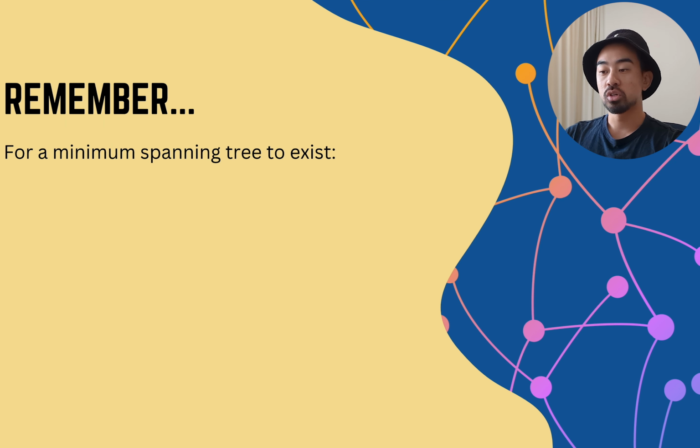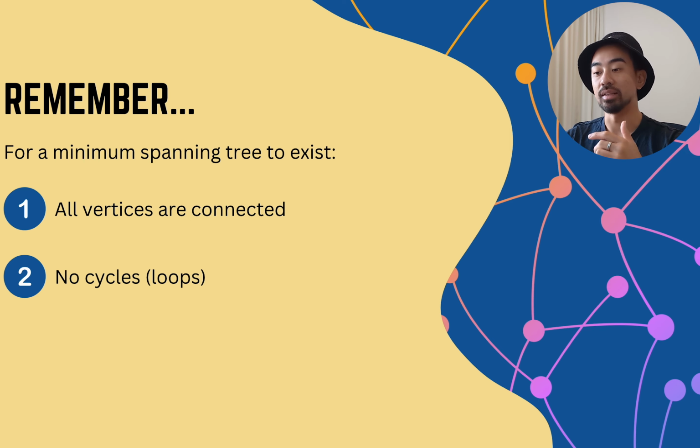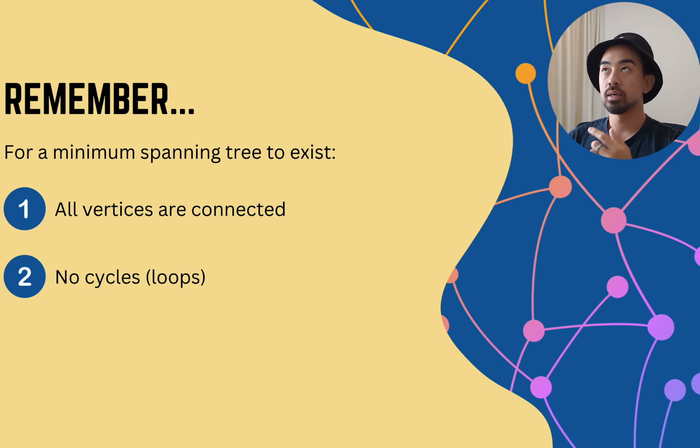Alright, first of all, just remember, for a minimum spanning tree to exist, all vertices of the network need to be connected, and you also can't have any loops or cycles. So there are two important aspects to remember. Every vertex has to be connected and you can't have a loop.